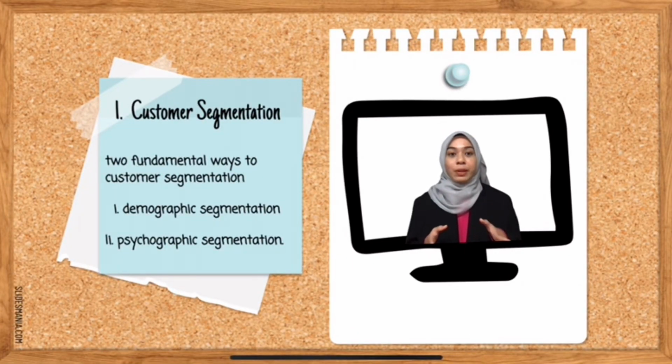Next, I will explain further about the steps of CPA. The first step is customer segmentation. The basis for customer segmentation will vary between firms and sectors. There are two fundamental ways to do customer segmentation, which are demographic and psychographic segmentation. Demographic segmentation is based on observable criteria such as customer age, gender, and income level, while psychographic segmentation is based on customer demands and behavior, such as values, attitudes, and interests.